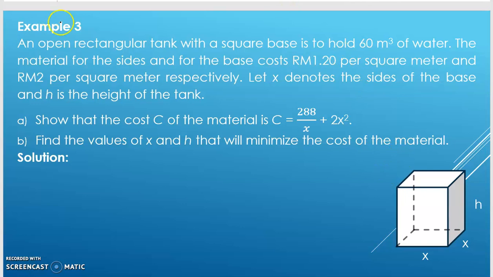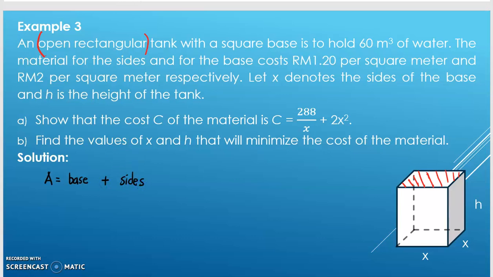So first of all, you have to remember that this is quite important. This is an open rectangular tank, so it means that the top is open. It's not closed but open, so here is empty. Next, first we look at the area. The area consists of the base, because the top is open, and the sides.